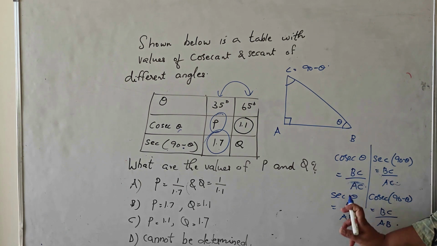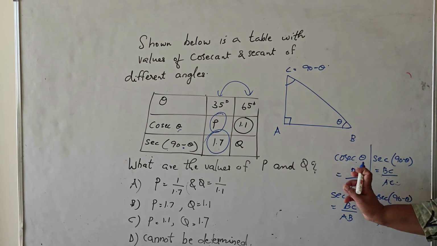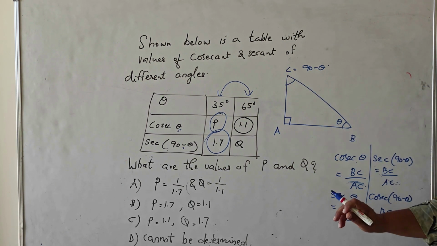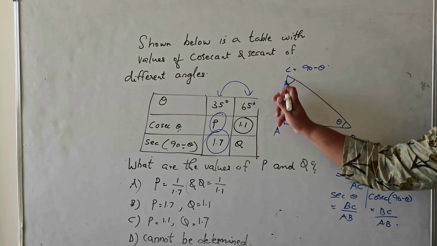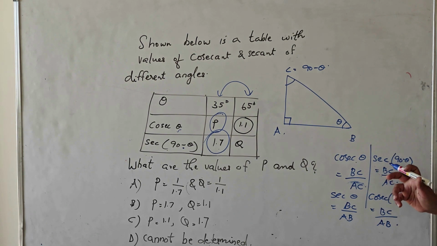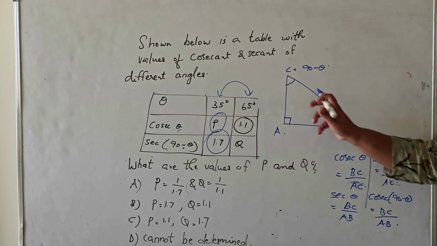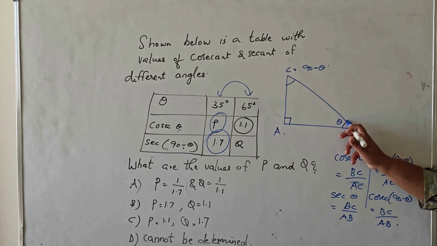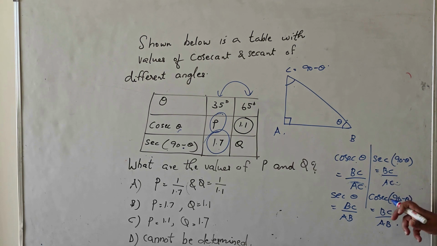Now, I am going to write the trigonometric ratios for theta. So, cosecant theta is hypotenuse divided by the opposite side. Opposite side is AC for theta. And sec theta is hypotenuse by the adjacent side. Now, if I am writing the trigonometric ratios for 90 minus theta, sec of 90 minus theta is hypotenuse divided by the adjacent side, and cosecant 90 minus theta is BC by AB.